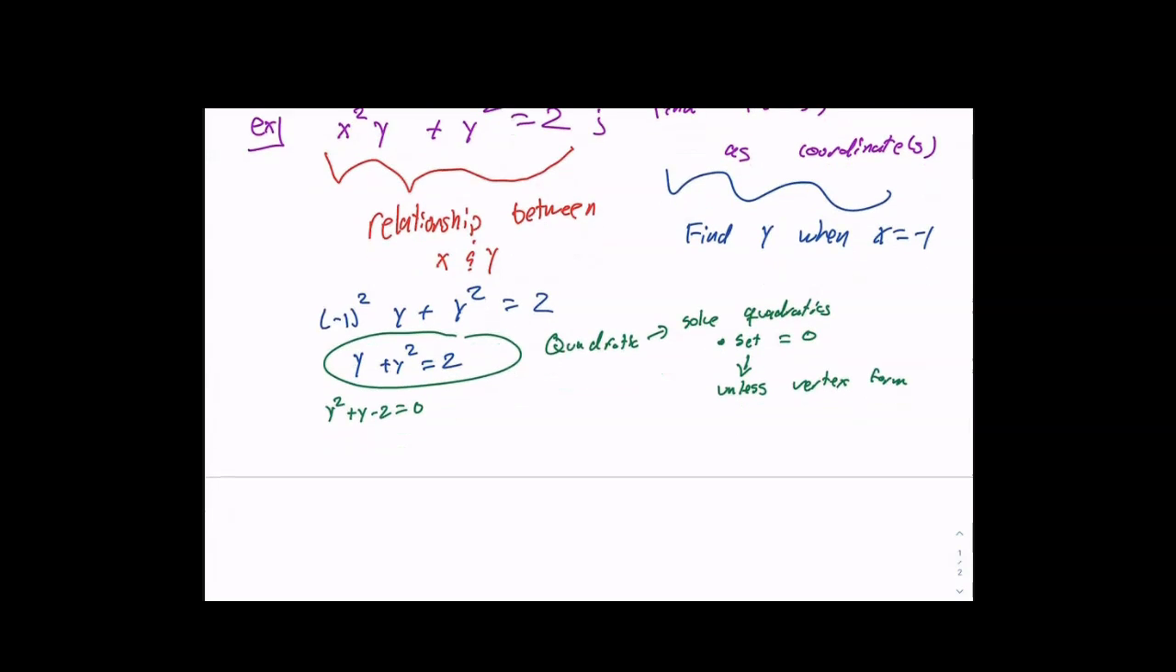So what do I do now? You can factor now, yeah. Okay, how do I factor? So y plus 2 and then y minus 1. Good. And so y equals? y equals -2, and then another y equals 1. So my answers would be (-1, -2) and (-1, 1).